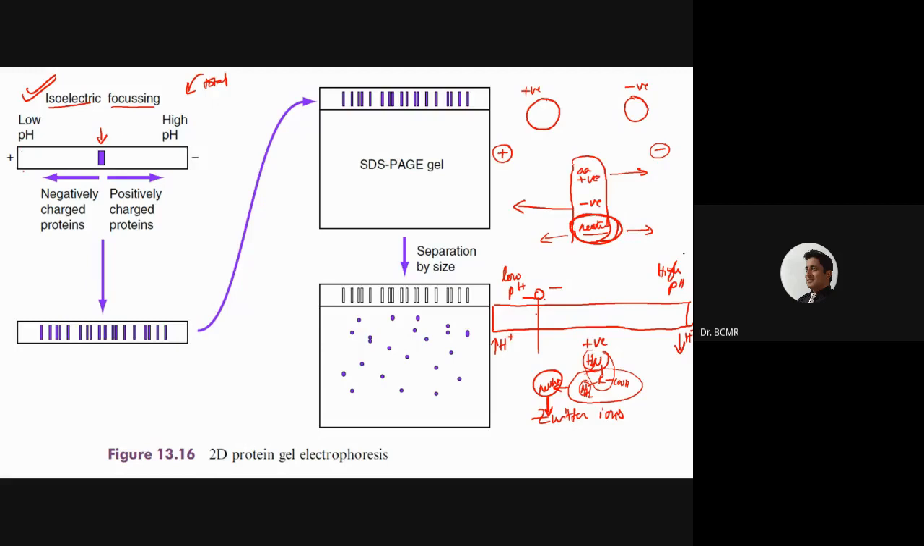So this is the pH. This is low pH, which means it has a high amount of H plus ions, and this is high pH, alkaline conditions. You put proteins here, and based on their charge, and you also apply an electric field, right? Based on charge, they will start moving in different directions. If it is a positive or basic protein, it will move towards the negative electrode. If it is a negatively charged protein, it will move towards the positive electrode. And then you have separation of different proteins.